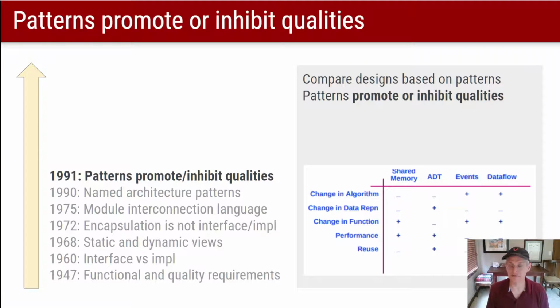What happened quickly afterwards was there was a recognition that the patterns that you use would either make it easy for certain qualities in the software to be there or hard, okay? So for example, here's changes in algorithm, data representation, function, performance, and reuse, and whether the architecture patterns of shared memory, abstract data types, events, and data flow promoted those with the plus, or minus means it inhibits those. So take, for example, today we may have certain architectures that make it very easy to make things scale up, but they may inhibit our ability to reason about them, right? Because now we've just built a distributed system, okay?